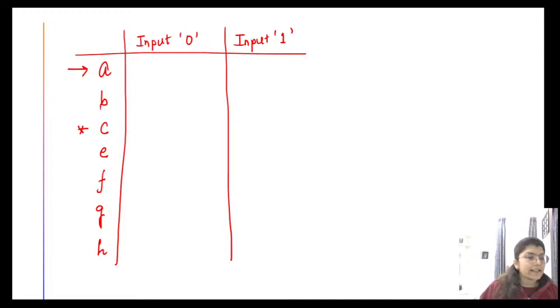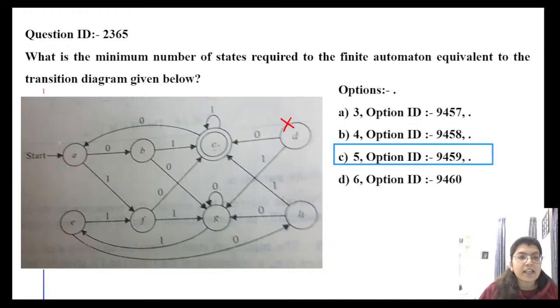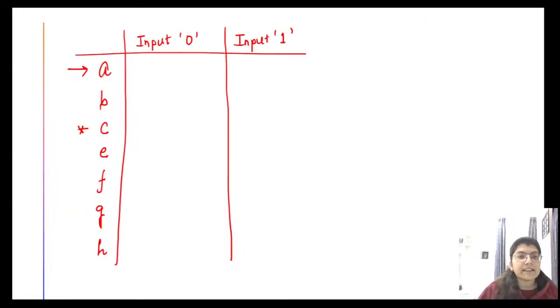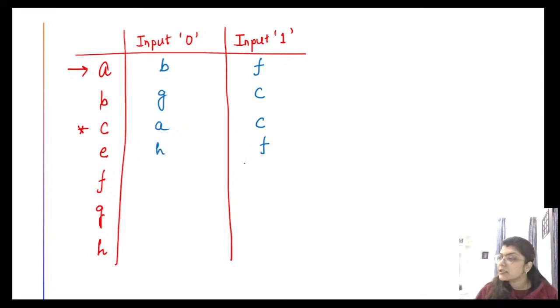So I'll explain very quickly 1 or 2 steps. If I am at A and I am reading 0, I am reaching B. So on input 0 from A, I'll reach B. Okay. Then this one is F. Then this one will be G and this one will be C. Then this one will be A and this one will be C. Then this one will be H and this one will be F. Okay. Then we have C and G. Then we have G and E. And then we have G and C.